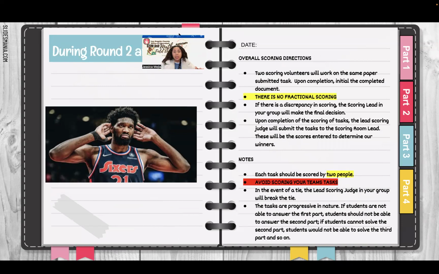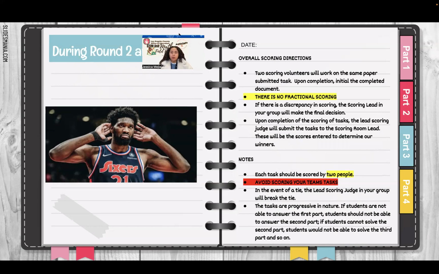So once you're calibrated and you understand what the process is, then you have to get into the scoring. So there are 2 scoring volunteers who will work on the same paper submitted task. So we ask for 2 scorers per task. Once you have completed scoring, you put the score and you initial, meaning this is the score I gave the task and this is who did it. And again, no fractional scoring, right? We're only scoring based on whole numbers, 1 through 10.